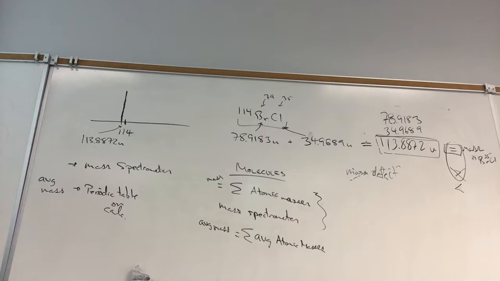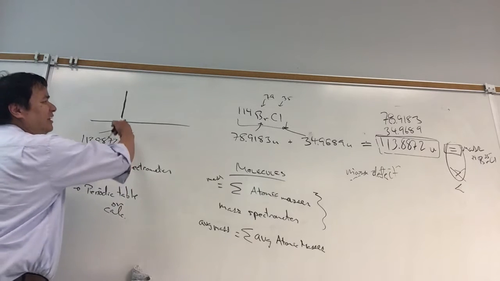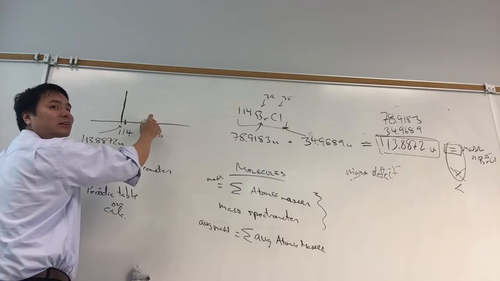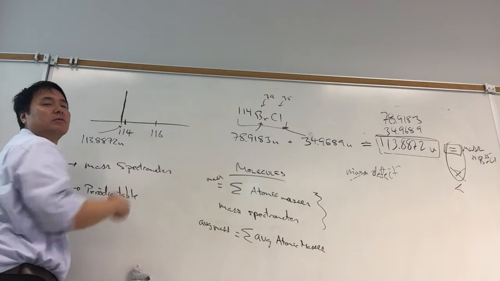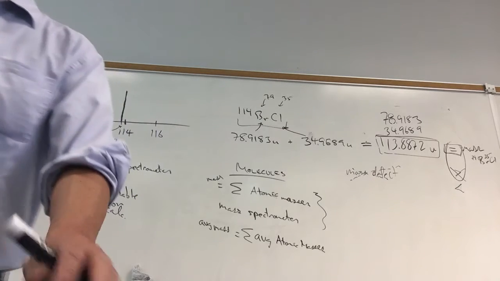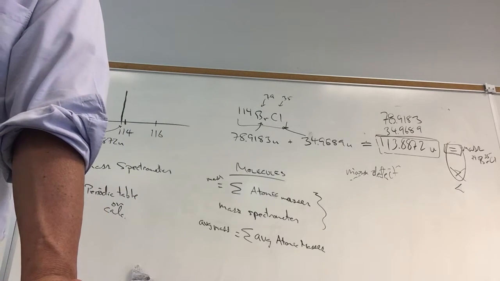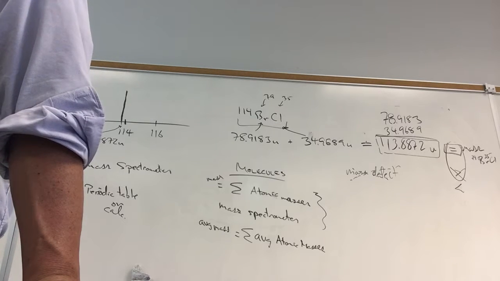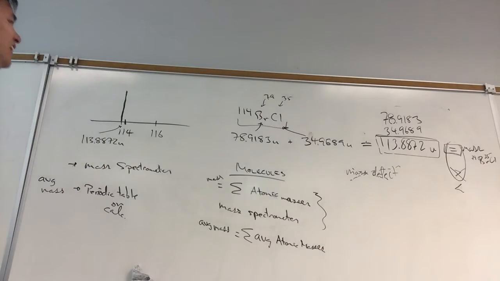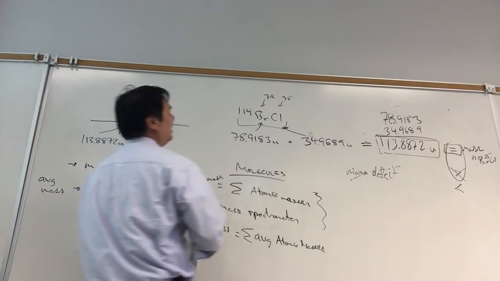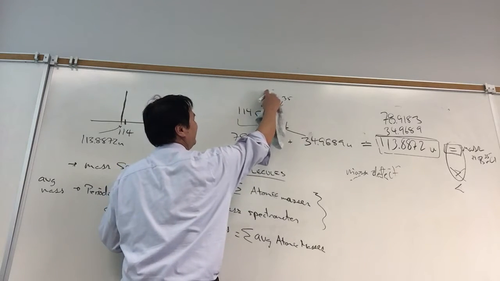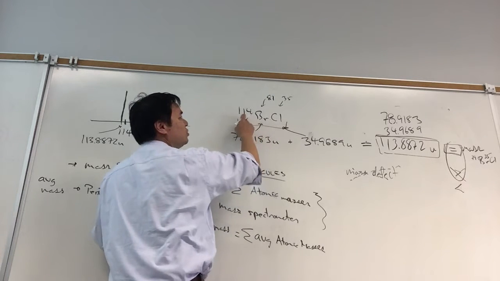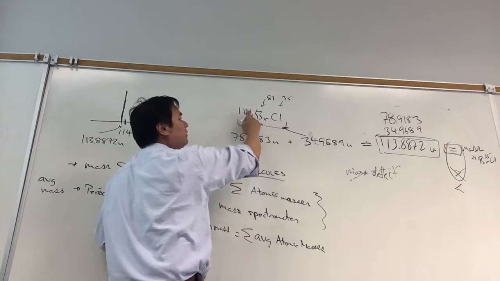Where are the other peaks going to occur? There's going to be another peak a little under 116, another peak here, another peak here. There are going to be 4 peaks. How do I get 116? I just did this: instead of 79, I put 81. And so it's going to be 2 more. It's going to be 116.